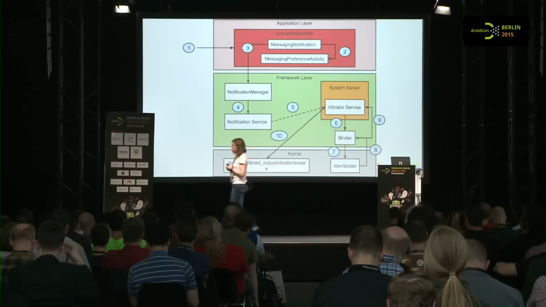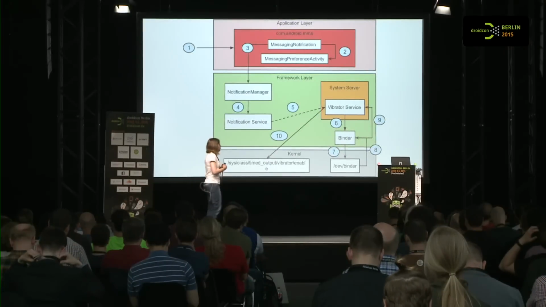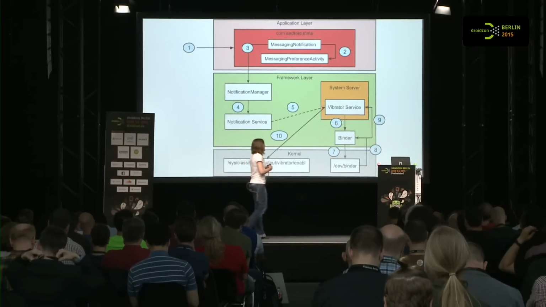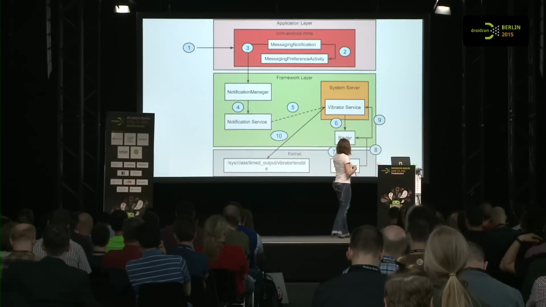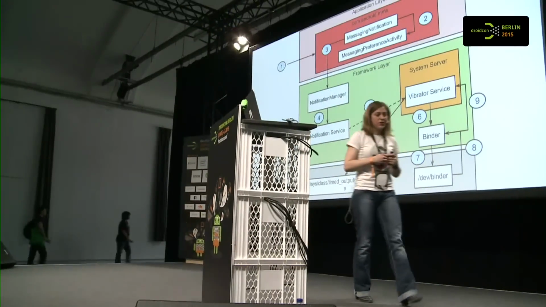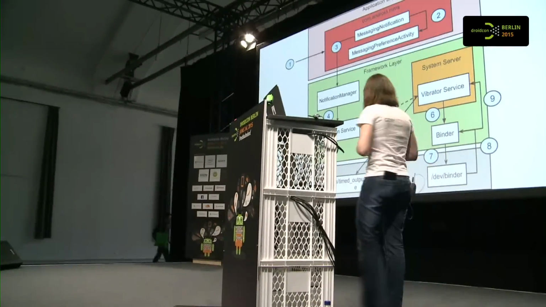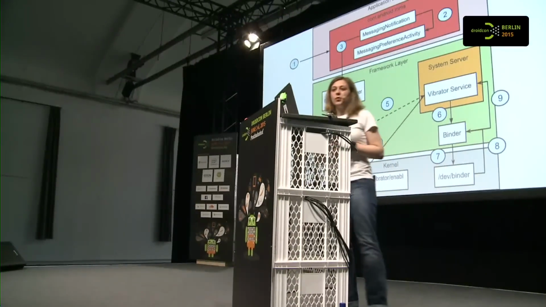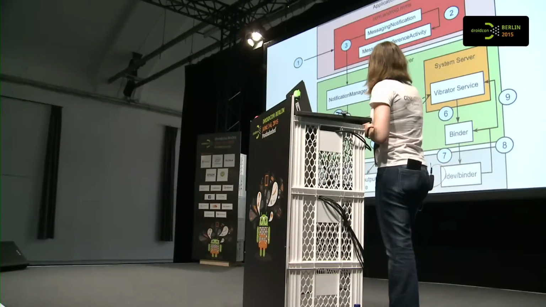Vibrator service is a system daemon, right? It runs in the same process as the system server. And so when this process is running, it has system permission. So what happens in the vibrator service?